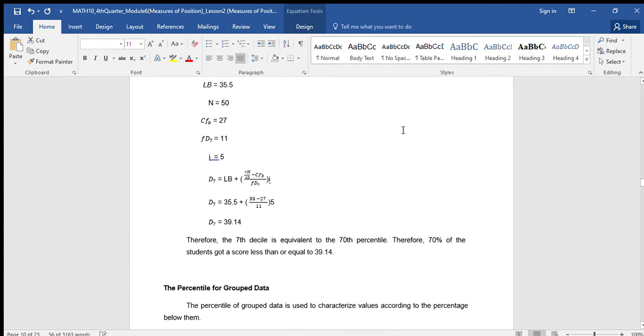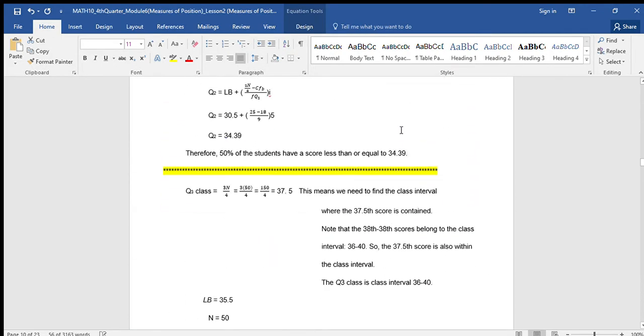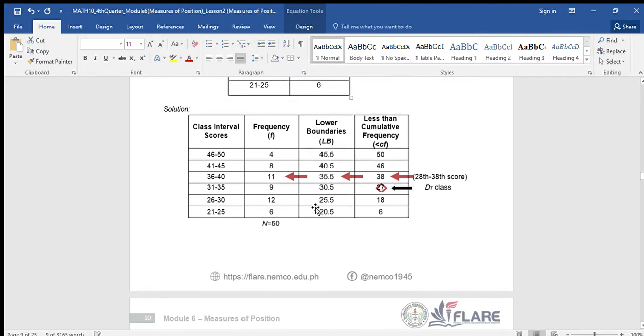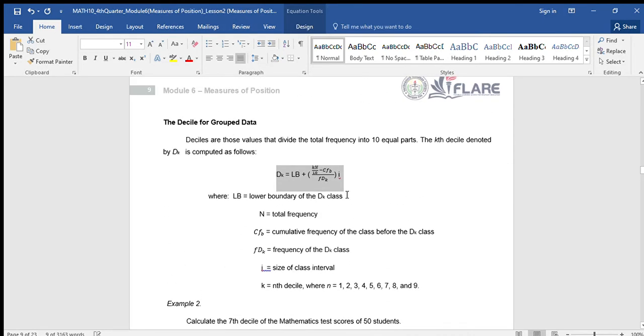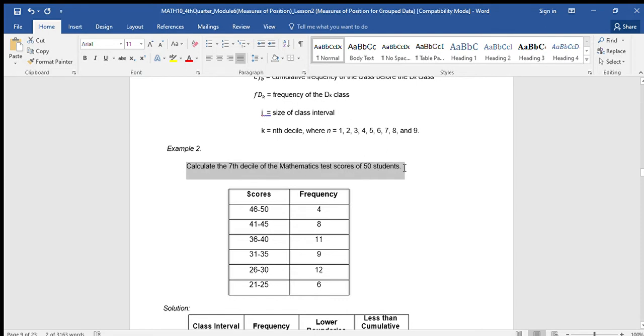Let's have an example for deciles, at least one example. The formula is really the same, so we won't get confused. So if we are tasked to find the 7th decile, we are tasked to calculate the 7th decile of the mathematics test scores of 50 students. That means there are 50 scores coming from our 50 frequency.